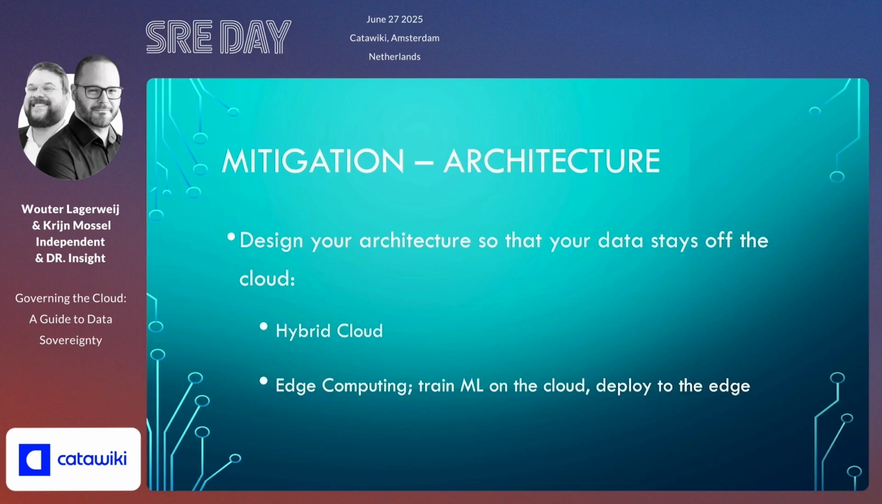One category of strategies to mitigate the sovereignty-related risks is architecture. You can design your infrastructure in such a way that you minimize sovereignty-based risks. The two major categories of architecture strategies I would like to talk about are using hybrid cloud design principles and making use of edge computing.